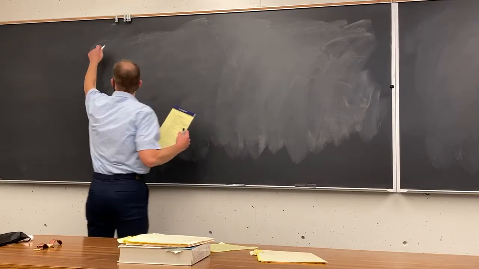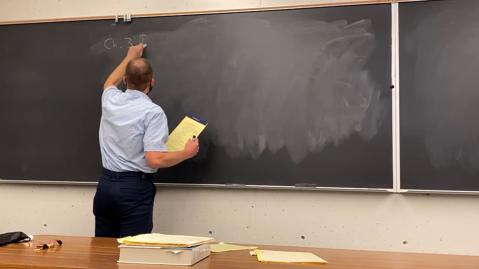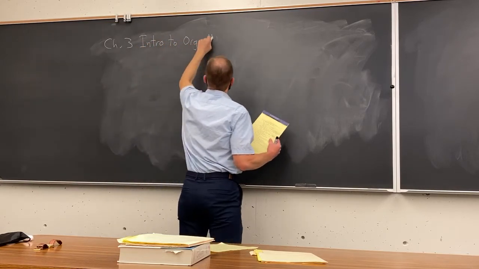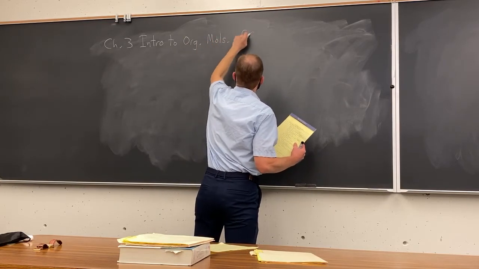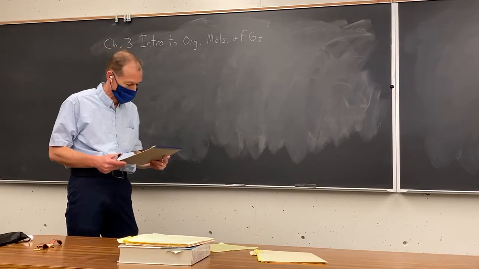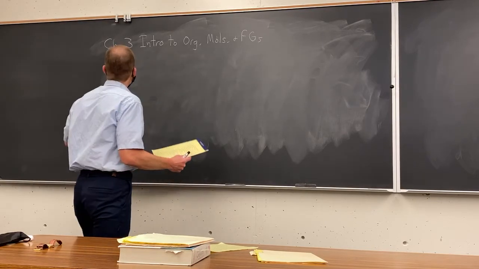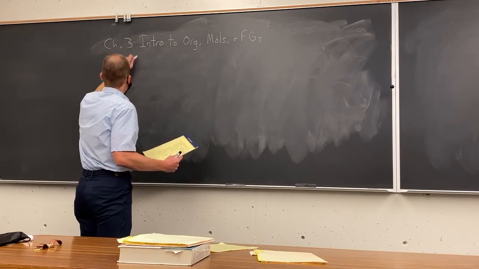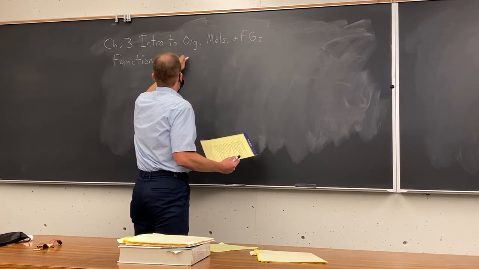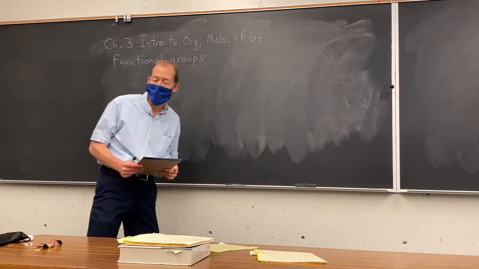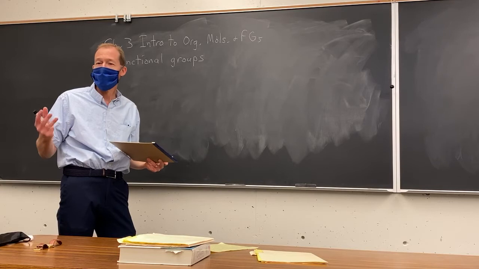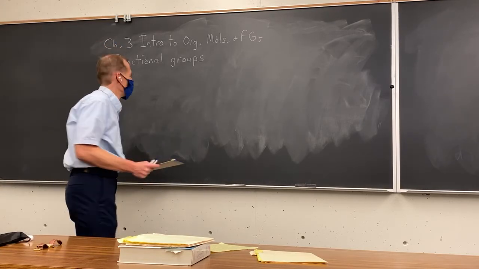So chapter 3, entitled Intro to Organic Molecules and Functional Groups. FG is our abbreviation for functional group. So we started out with the definition of functional groups. These are the atoms or groups of atoms that are responsible for the characteristic properties of organic compounds. And the book mentioned 4 classes of compounds and their functional groups.